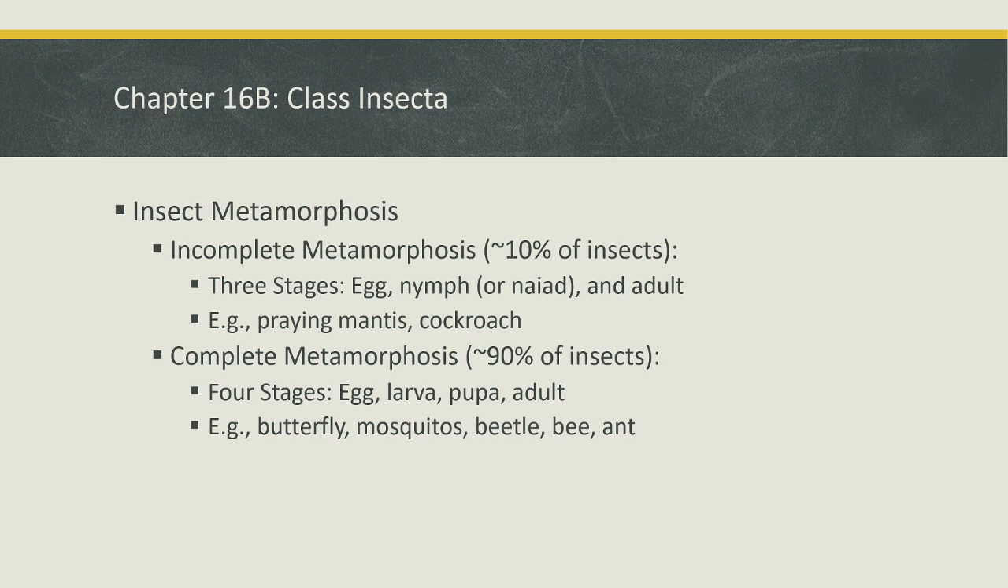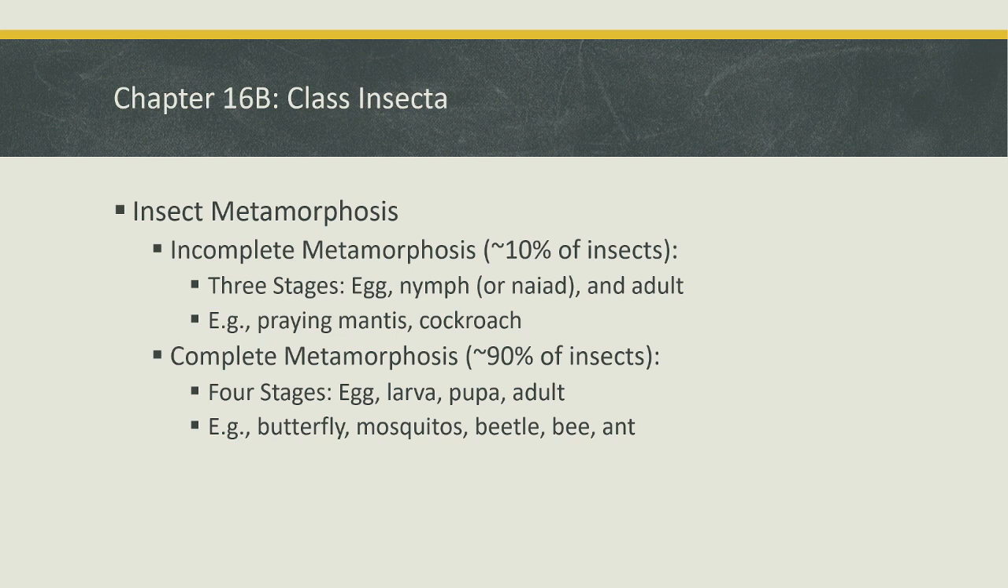Some of the insects that have incomplete metamorphosis are praying mantises and cockroaches. There are some others as well. Like a praying mantis, think of a praying mantis kind of similar to a grasshopper, to a cricket. Those also have incomplete metamorphosis. And so what hatches out of the egg is a nymph or naiad that is like an adult but smaller, less fully developed, and then it finishes developing and becomes an adult.